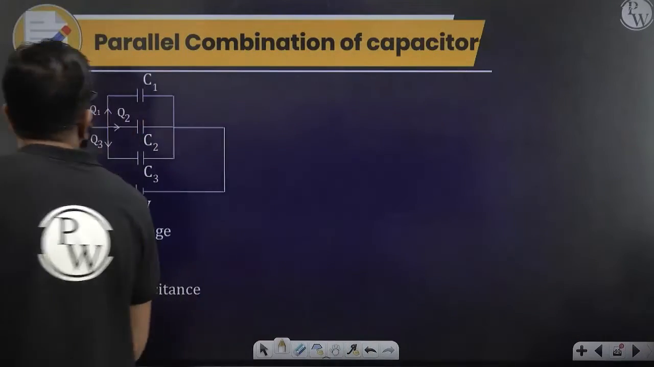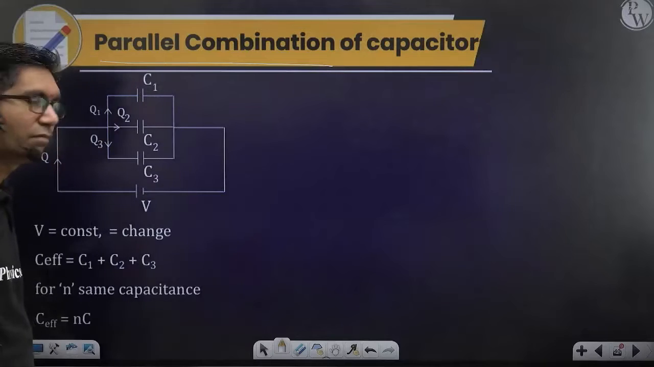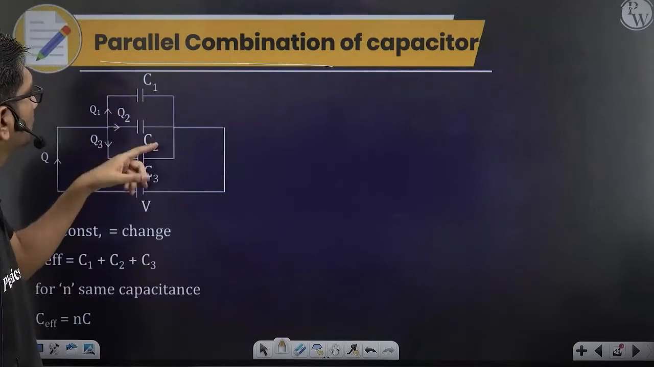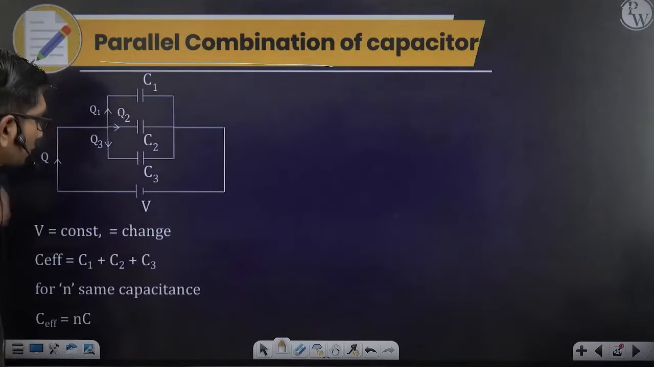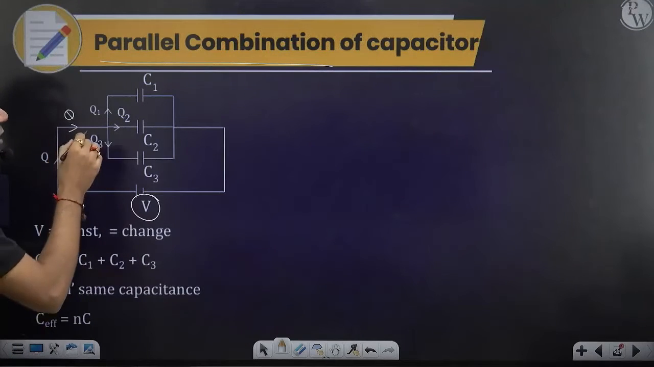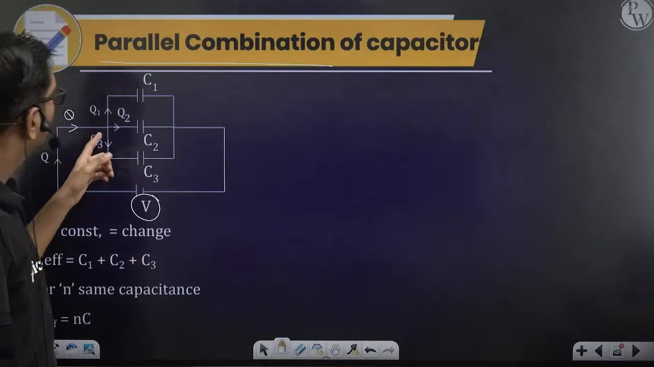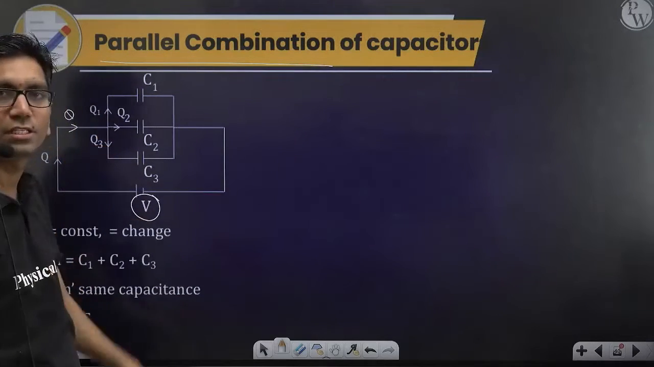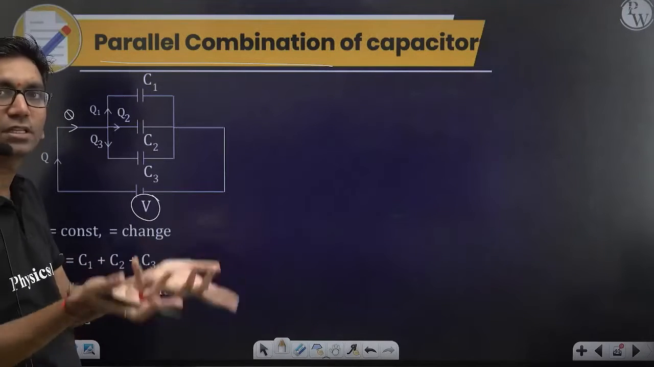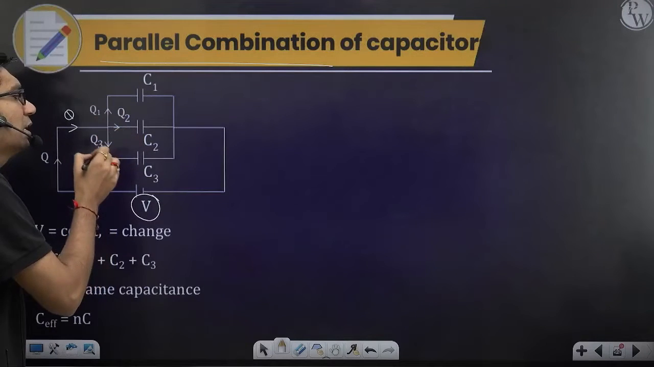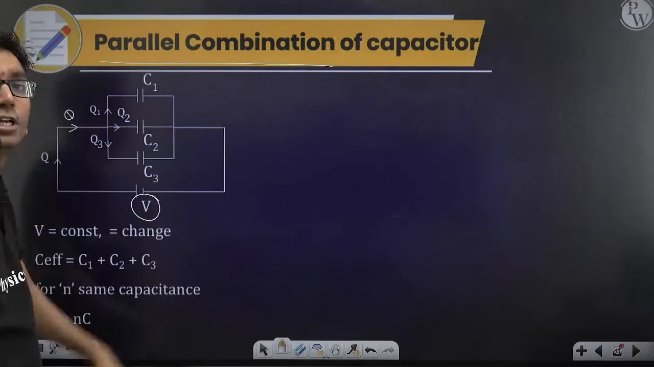Now parallel. In parallel combination, we have to keep the capacitors below that one. Chalo. So here we are supplying the voltage V. From here the charge is going here. So after going here, what is happening? Till here it is no problem. After reaching this point, what happens? It branches into three ways, correct? So some amount of charge will be going here, here, here, right? In three ways charge will be distributed.